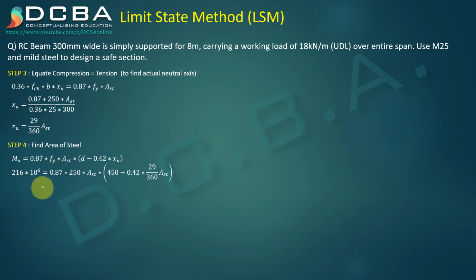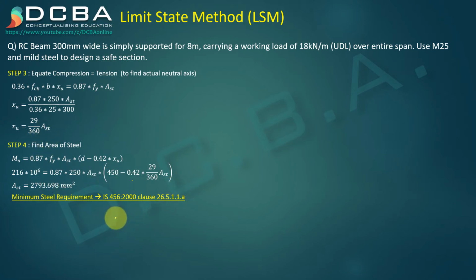So 216 into 10 raised to 6 is equal to 0.87 Fy AST D minus 0.42 XU. Now you see in this equation everything is in the form of AST. Means the only unknown in this is AST, your area of steel. So area of steel comes out to be 2793.698 mm square. Okay. Minimum steel requirement. Now we found area of steel here.